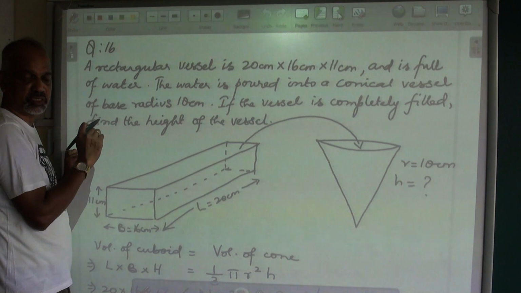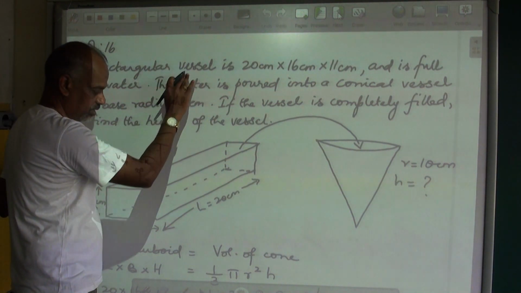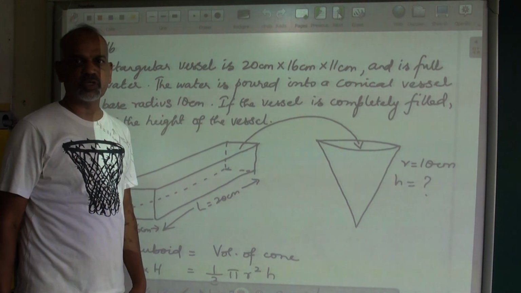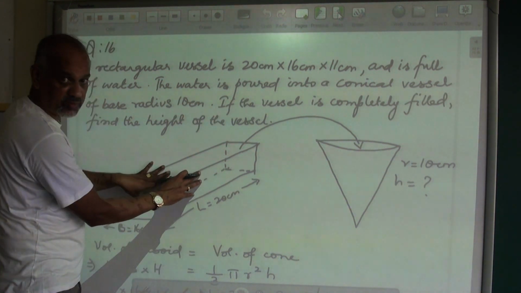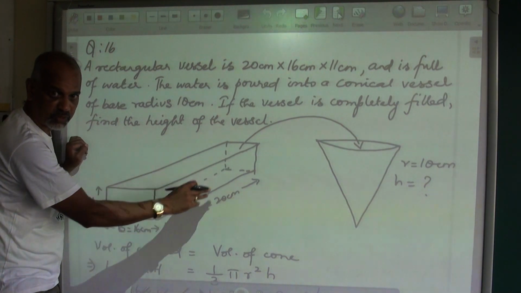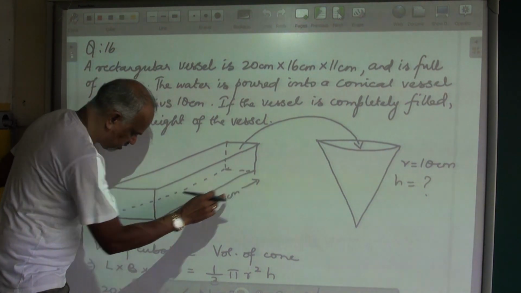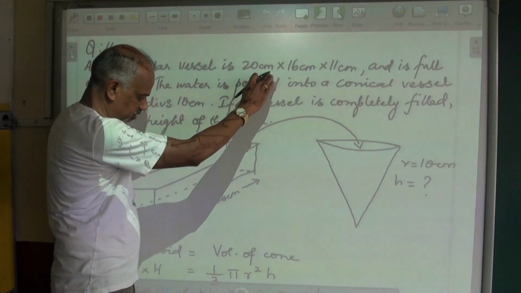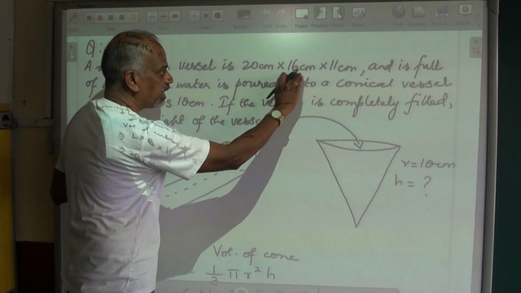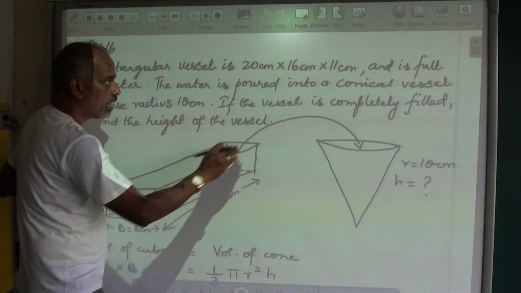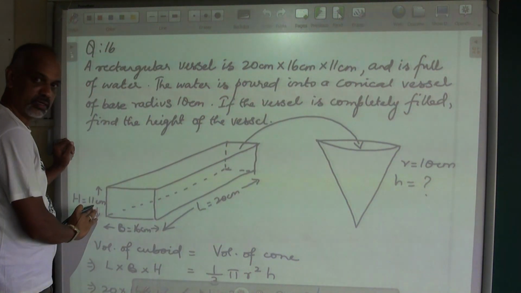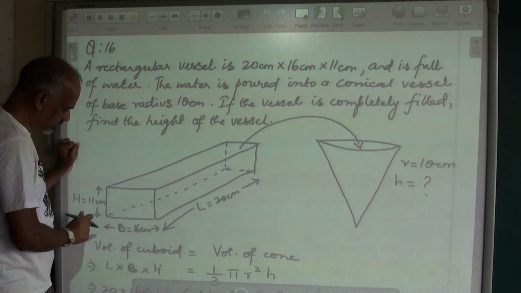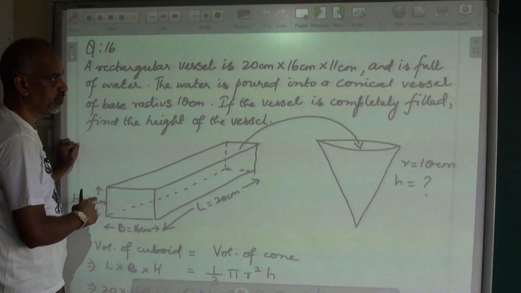Let's go back to the question again. A rectangular vessel means a vessel in the shape of a cuboid. This is the rectangular vessel which we are talking about. It's in the form of a cuboid which has length, breadth and height. First value is always length. So length is 20, breadth is 16 and height is 11. Length I have considered as capital L, breadth is capital B and height is capital H.